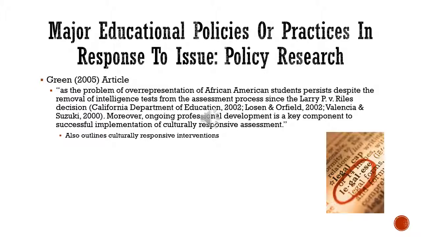The same article goes on to say that the problem of overrepresentation of African American students persists, despite the removal of intelligence tests from the assessment process. Moreover, ongoing professional development is a key component to successful implementation of a culturally responsive assessment. So this article outlines culturally responsive interventions, instead of special education interventions as the sole intervention, to help minority students, especially African American students, succeed in the public school system.